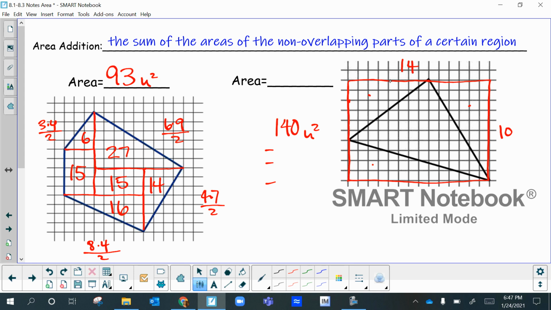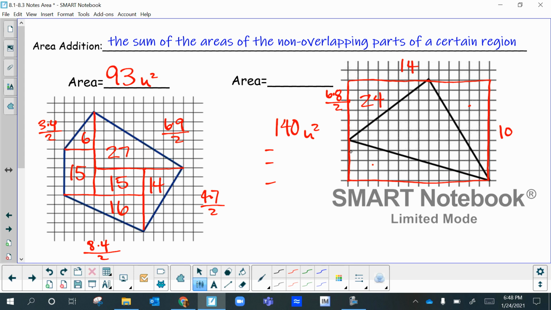So let's do these right triangles like I did over here on the left. 1, 2, 3, 4, 5, 6. 6 by 1, 2, 3, 4, 5, 6, 7, 8. Okay, so 6 by 8. 6 times 8 divided by 2. So that's 48 divided by 2, 24. So this region is 24 square units.